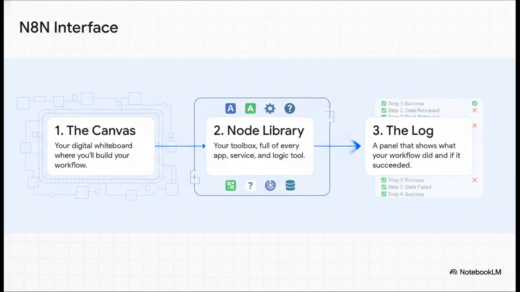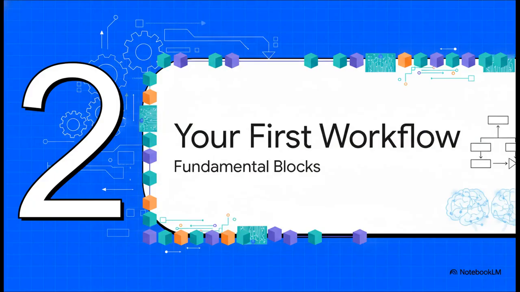Okay, when you first jump in, the interface really just has three main spots to know. First up is the canvas. That's your big digital whiteboard where you'll build everything. Then you've got the node library. That's your toolbox, filled with all the apps and services you can connect. And finally, there's the execution log. This is super useful. It basically shows you exactly what your workflow did, step by step, and tells you if it all worked.